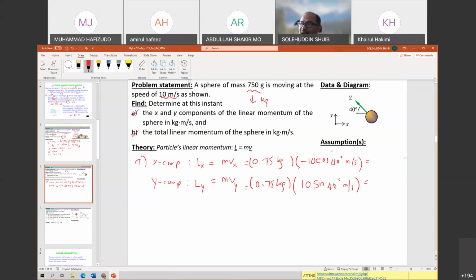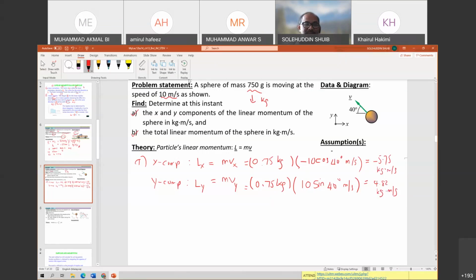Negative 5.75. What is the unit? Kilogram meter per second. The next one, y component. What is the value? The answer is 4.82, same unit, kilogram meter per second.